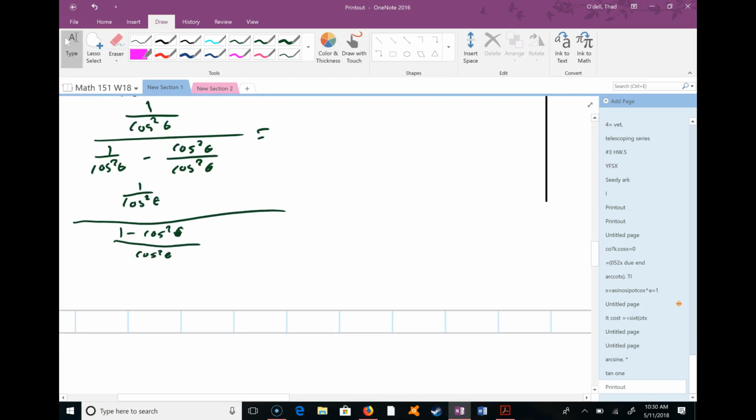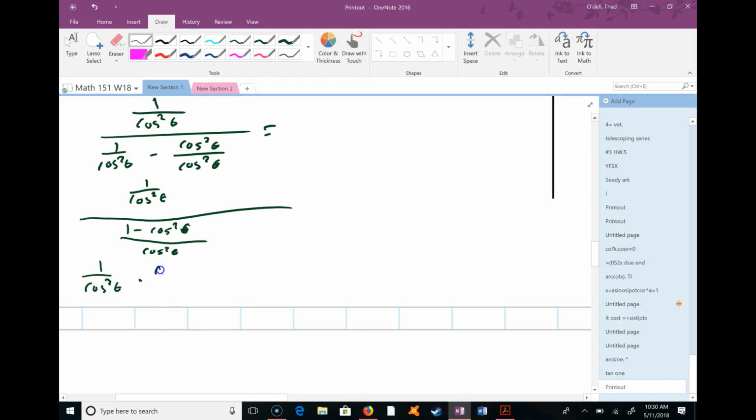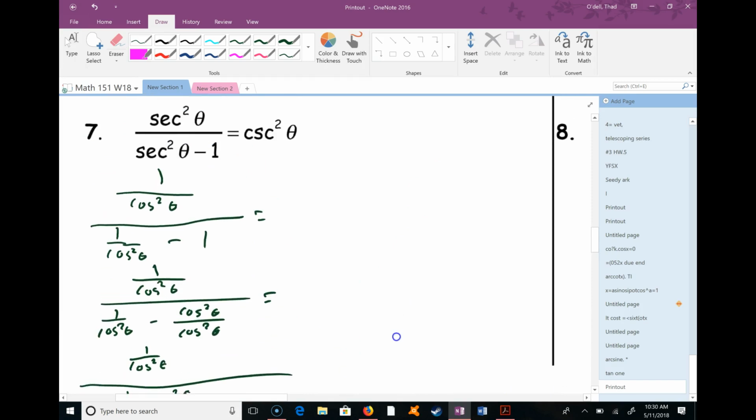Then if we flip that over and multiply, we end up with 1 over cosine squared times cosine squared on top, and on the bottom, 1 minus cosine squared, we know that's the same thing as sine squared, isn't it? So there, the cosines cancel out. I'm left with 1 over sine squared, which is the same thing as cosecant squared. That is what we were trying to get. Yep.